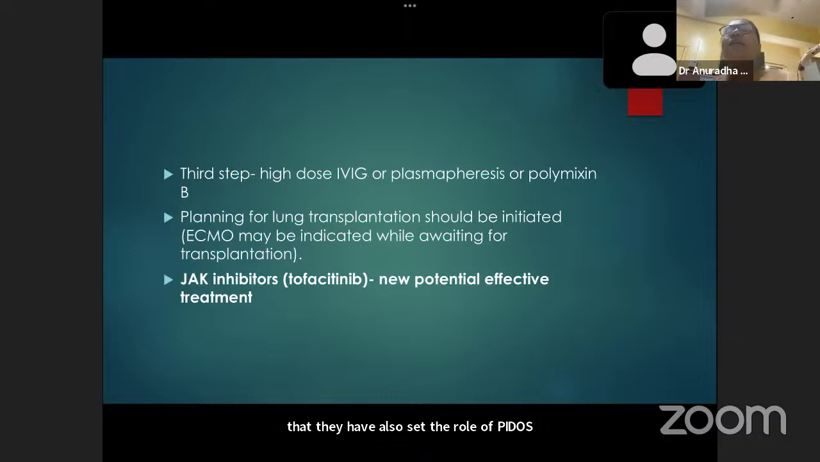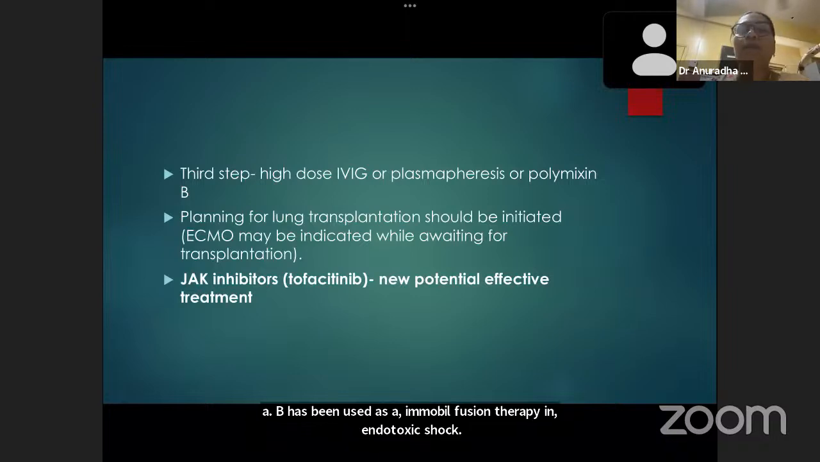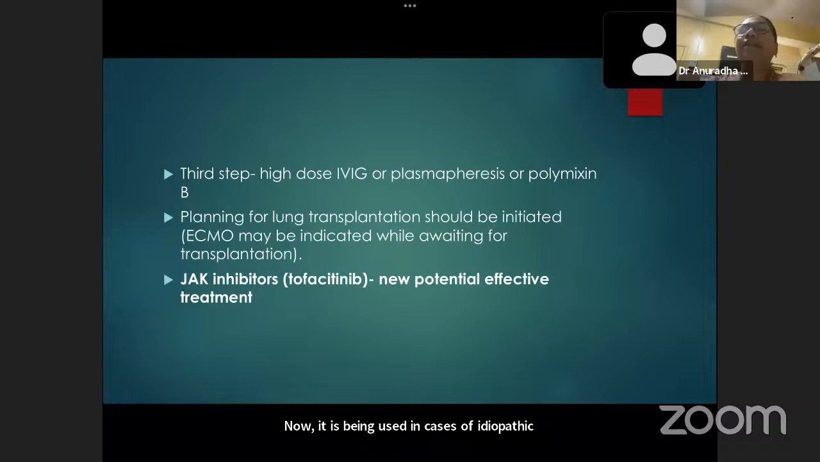Polymyxin B has been used as a hemoperfusion therapy in endotoxic shock. Now it is being used in cases of idiopathic pulmonary fibrosis and exacerbation, where it is said that this therapy removes the inflammatory agents like cytokines and activated lymphocytes and neutrophils, and improves the lung function. If the patient is still not responding, we have to plan for lung transplantation, and it should be initiated immediately.